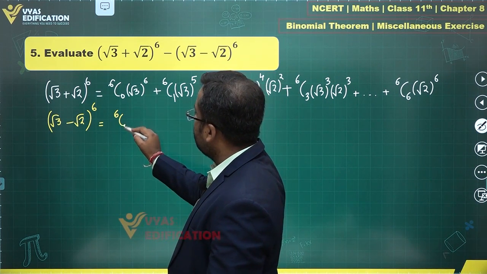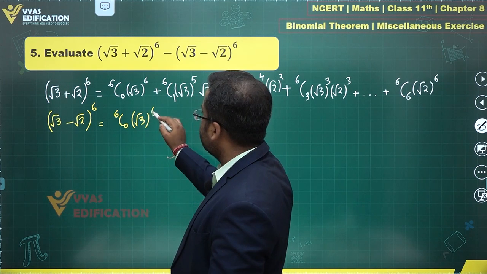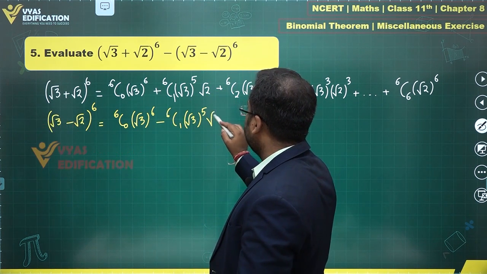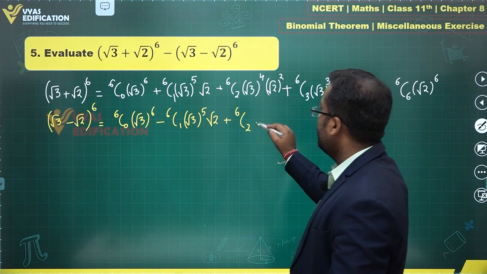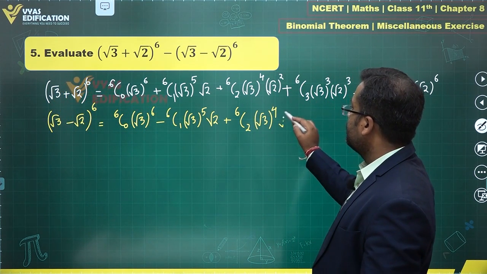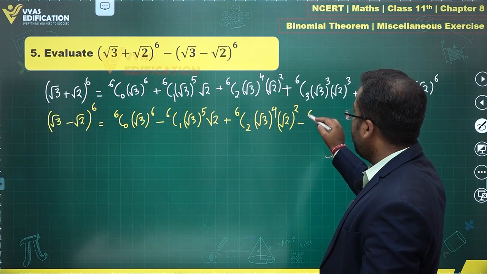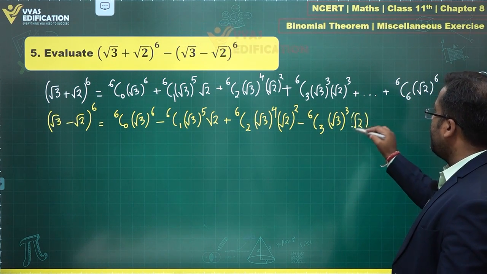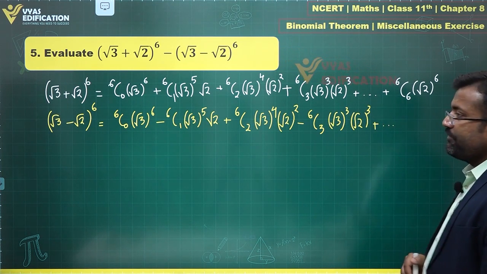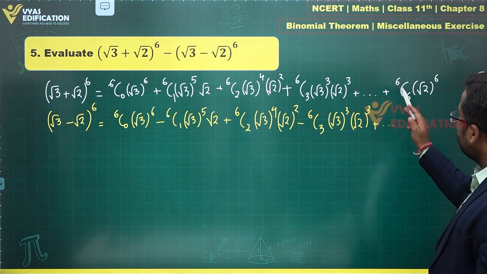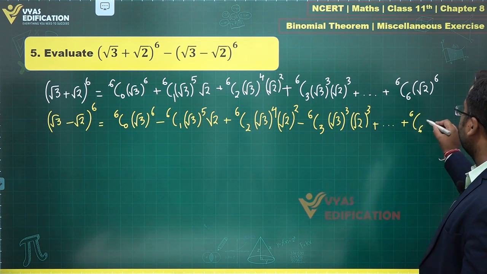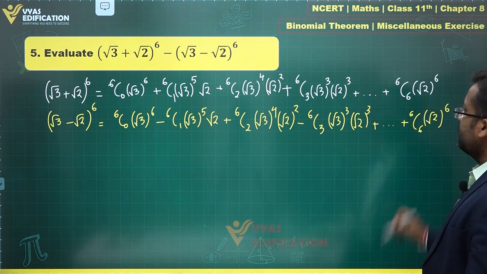So this is 6C0 root 3 power 6 minus 6C1 root 3 power 5 root 2 plus 6C2 root 3 power 4 (root 2) whole square minus 6C3 root 3 power 3 root 2 power 3 plus dot dot dot. The last term is actually 6C6, so this will be a plus sign. The term before this will be a minus sign. Right? This is what you have.